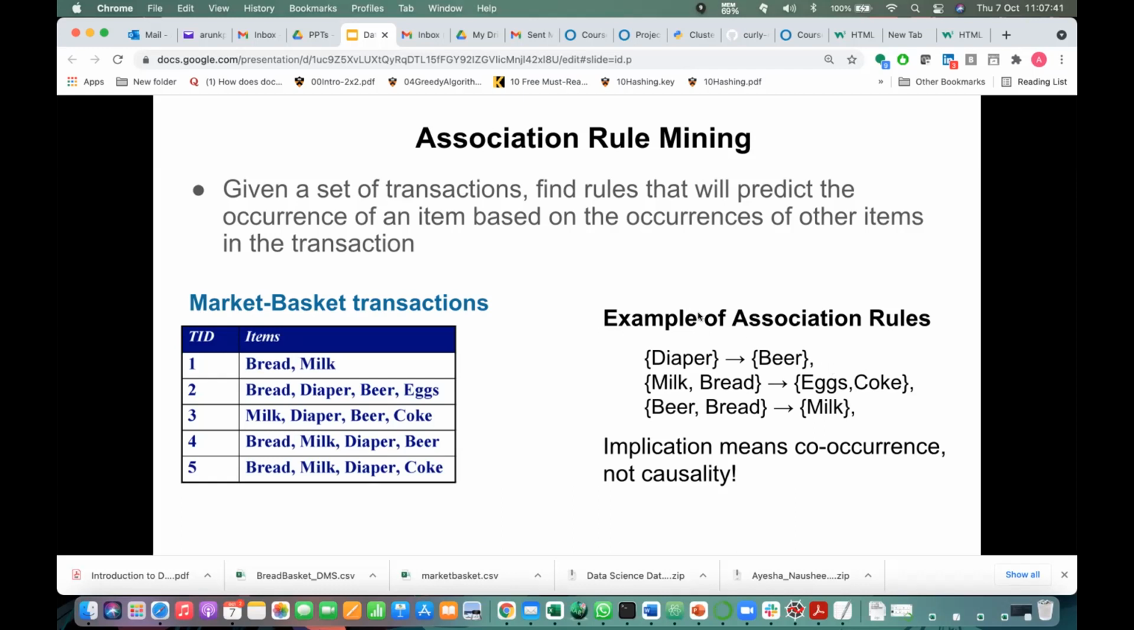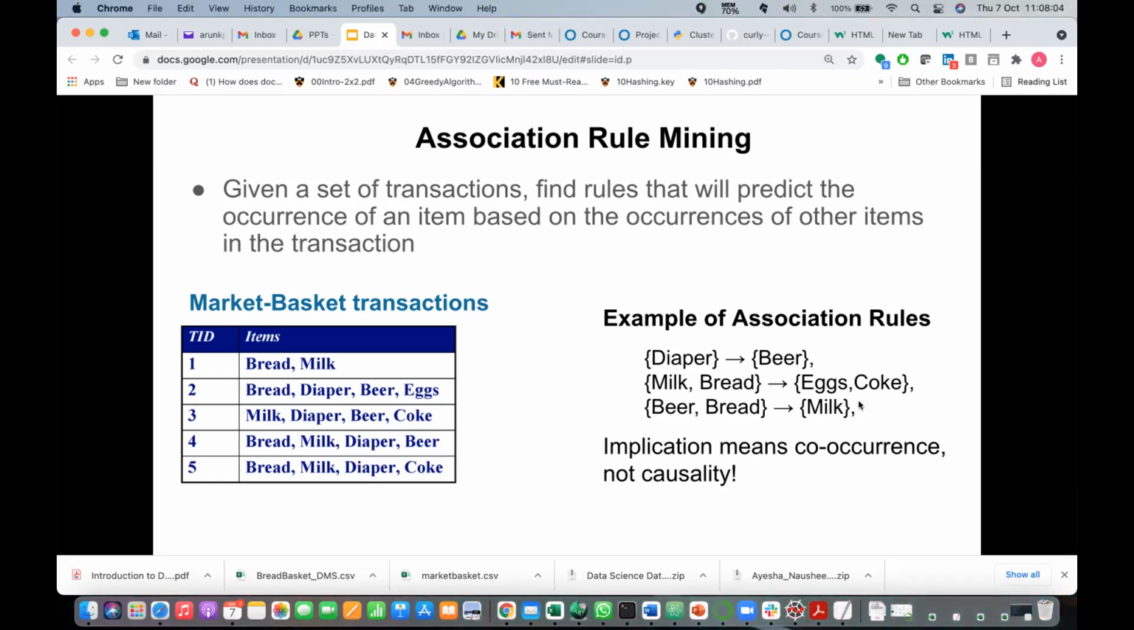So if you see the examples of association rules on the right side, there are some rules. That means that whenever they purchase diaper, there is more probability that they will also purchase beer. Whenever they purchase milk and bread together, then eggs and coke also will be there in that basket, most probably. Most probably means it is not 100%, but most of the times they are purchased together.